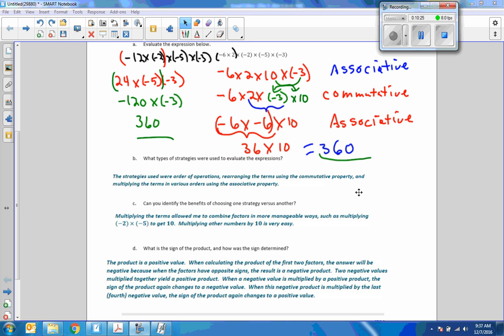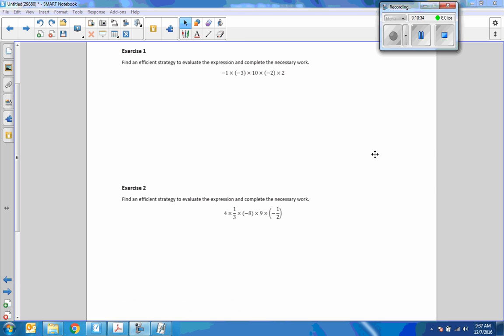Okay. If you want to pause this and copy this down instead, that's fine. Okay, now exercise 1 says find an efficient strategy to evaluate the expression and complete the necessary work. Okay, so do exercise 1, pause the video, come back, we'll discuss it, and then after the discussion, try exercise 2.